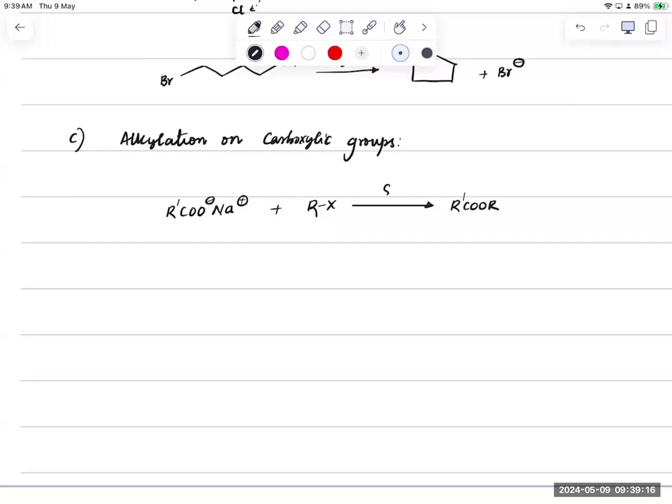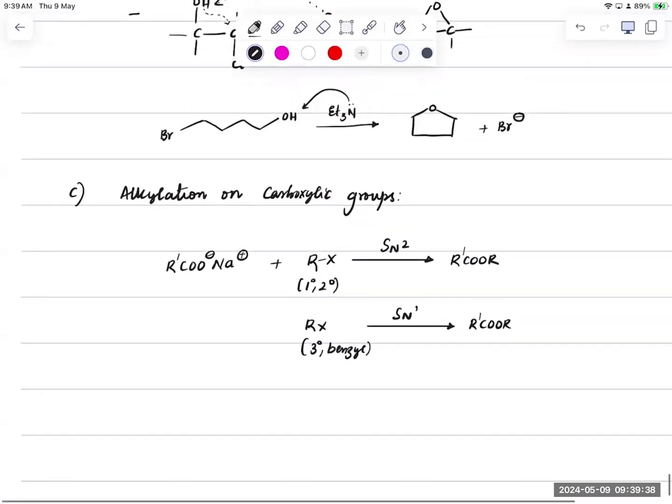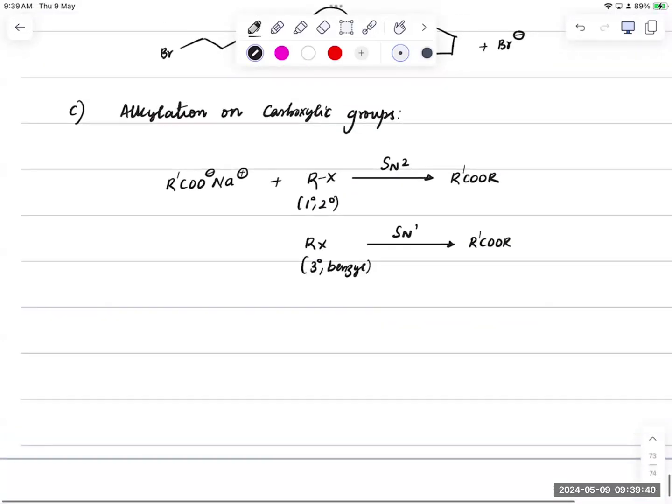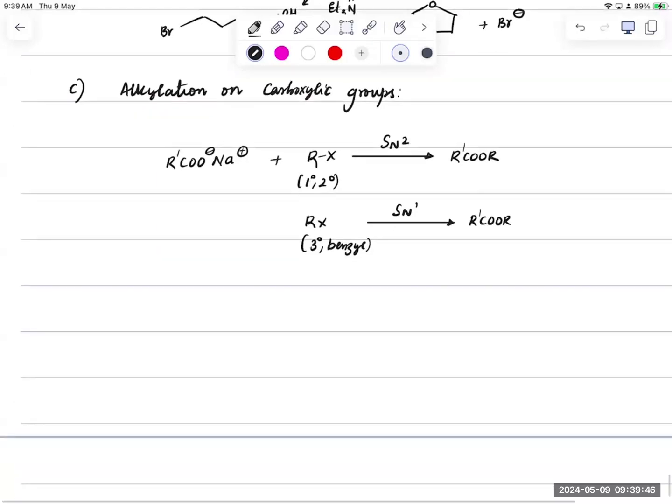So here I can say SN2 if it is 1 degree or 2 degree. RX if it is 3 degree or benzyl, we might get this as RCOOR' via SN1 type of mechanism. This is alkylation which we are doing. Clear? I hope this part is clear, everyone.